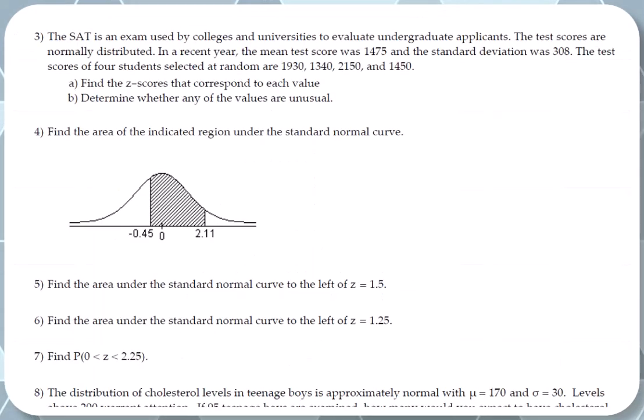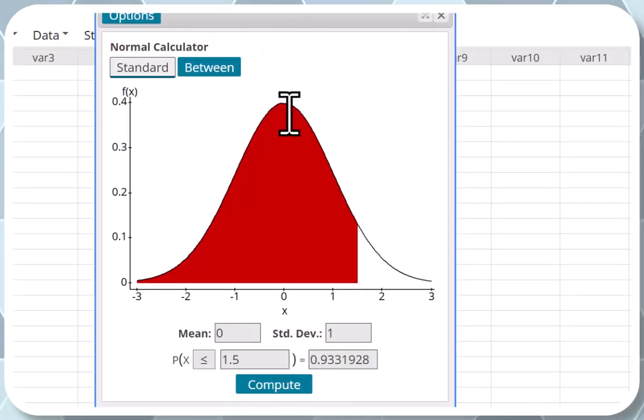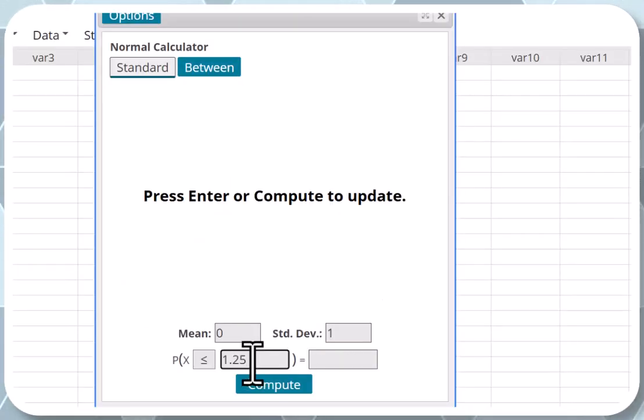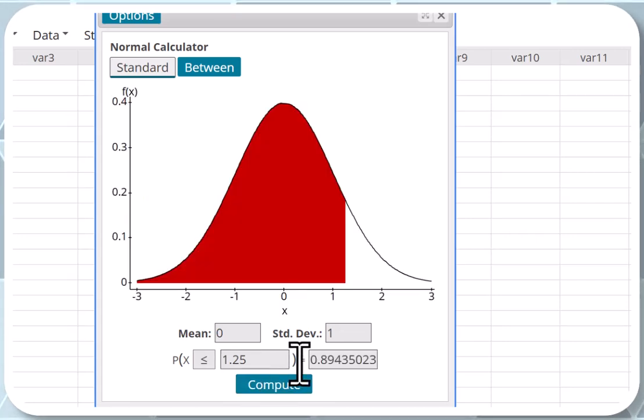Number 6, find the area under the standard normal curve to the left of z equal 1.25. Okay, it's done the same way. All I need to change is 1.5 to 1.25. And the answer is 0.8944.